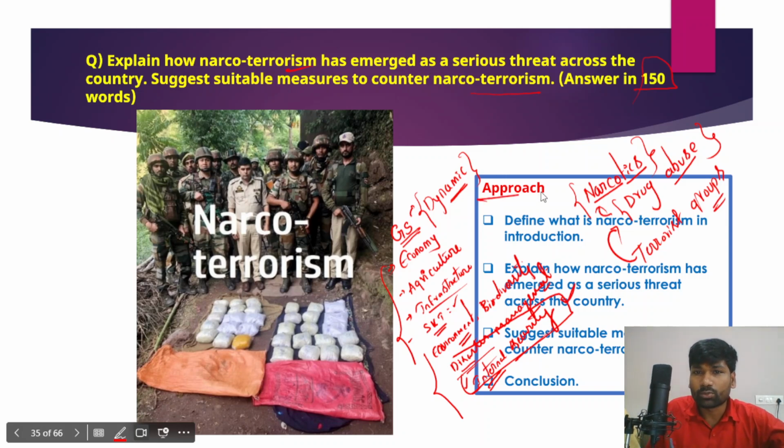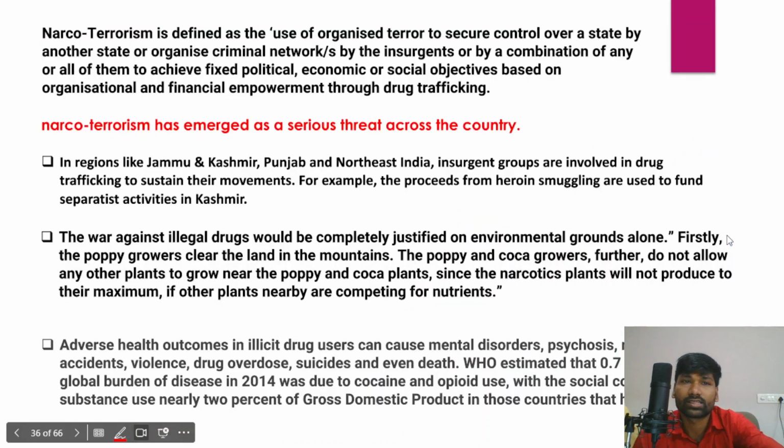Now, if you look at the approach of this question, first and foremost you need to briefly define what narco-terrorism is. In the next part of the answer, explain how narco-terrorism has emerged as a serious threat across India, then suggest suitable measures to counter it, and ultimately you could conclude the answer. So first we will try to define what narco-terrorism is, and what constitutes narco-terrorism.